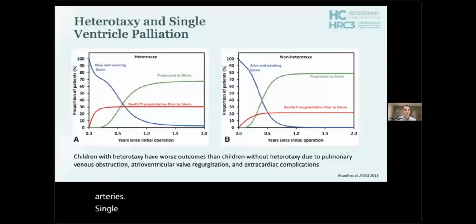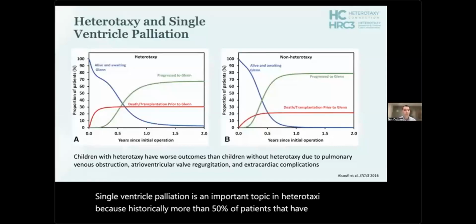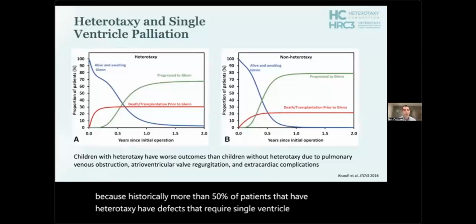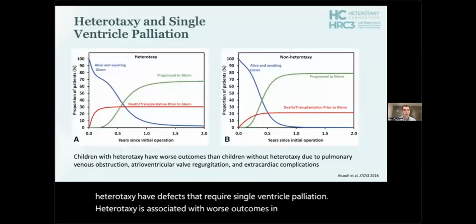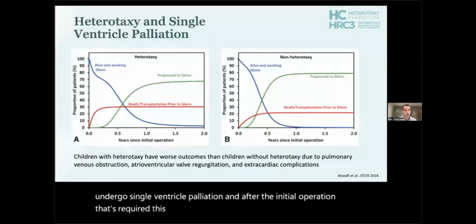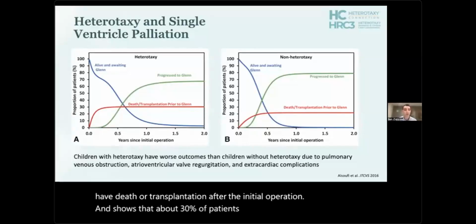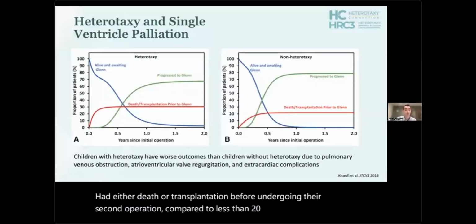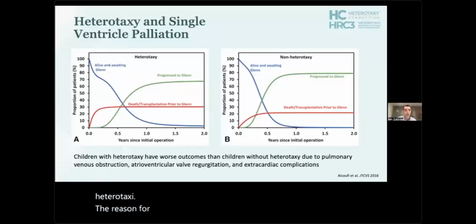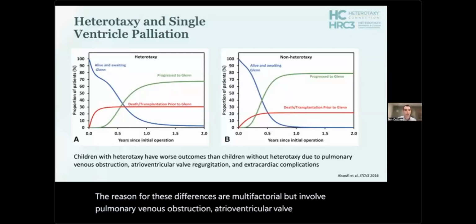Single ventricle palliation is an important topic in heterotaxy because historically more than 50% of patients with heterotaxy have defects that require single ventricle palliation. Heterotaxy is associated with worse outcomes in children that undergo single ventricle palliation, after the initial operation that's required. This figure shows the proportion of patients that have death or transplantation after the initial operation, and shows that about 30% of patients in this single center series had either death or transplantation before undergoing their second operation, compared to less than 20% in children without heterotaxy. The reasons for these differences are multifactorial, but involve pulmonary venous obstruction, atrioventricular valve regurgitation, and extracardiac complications.